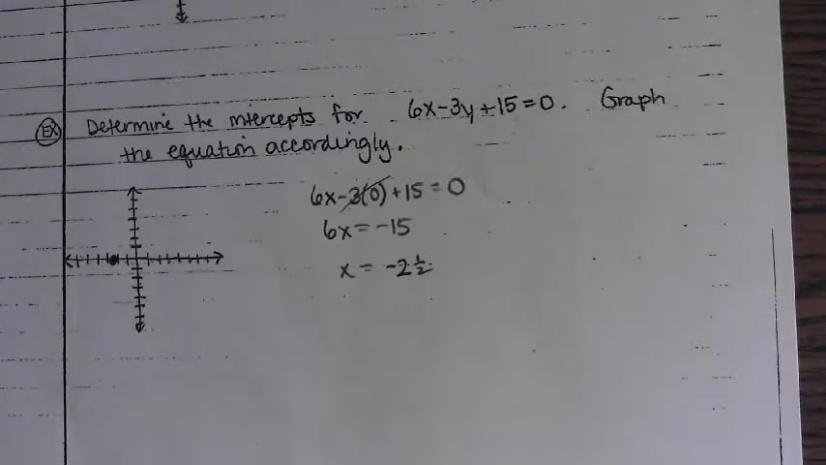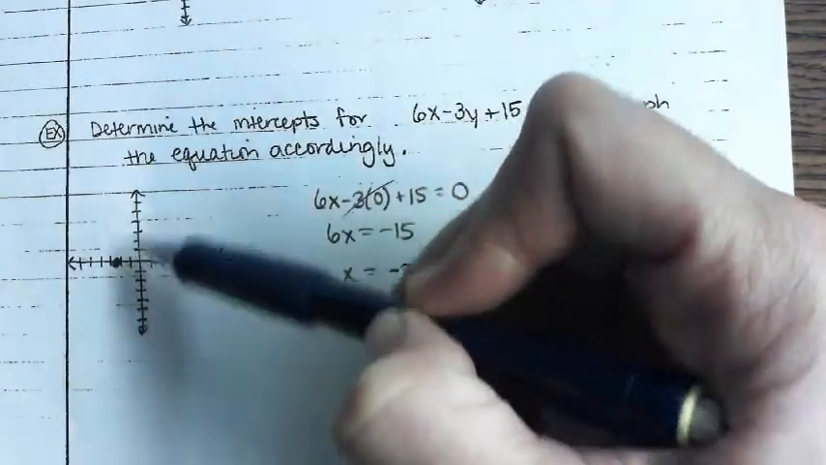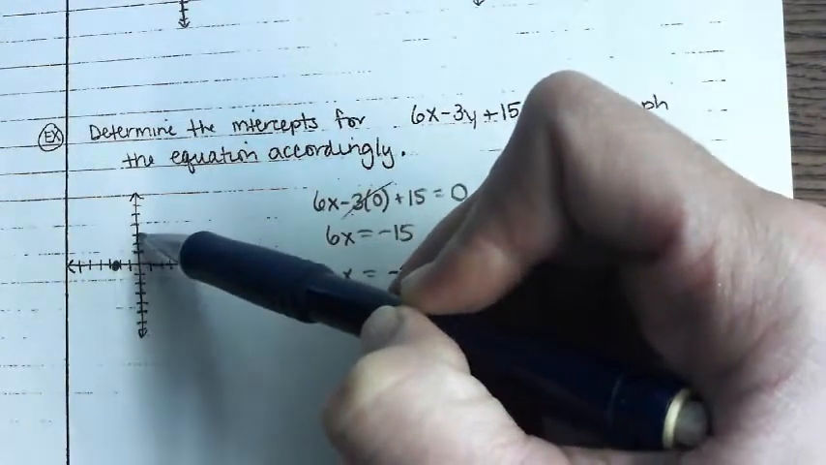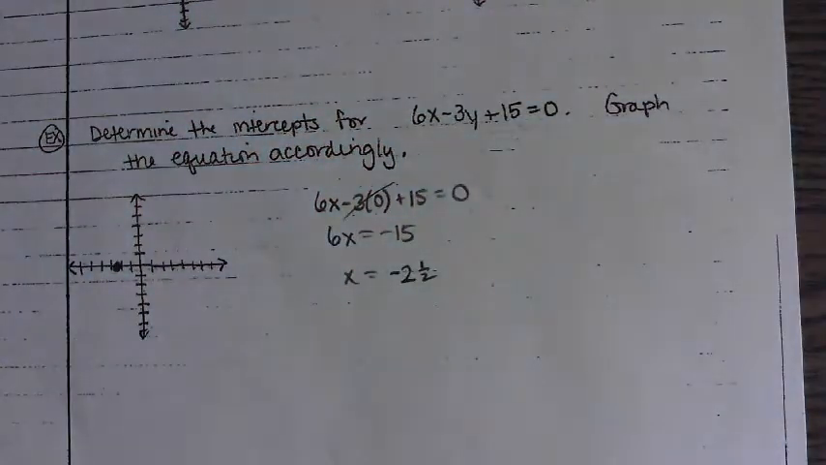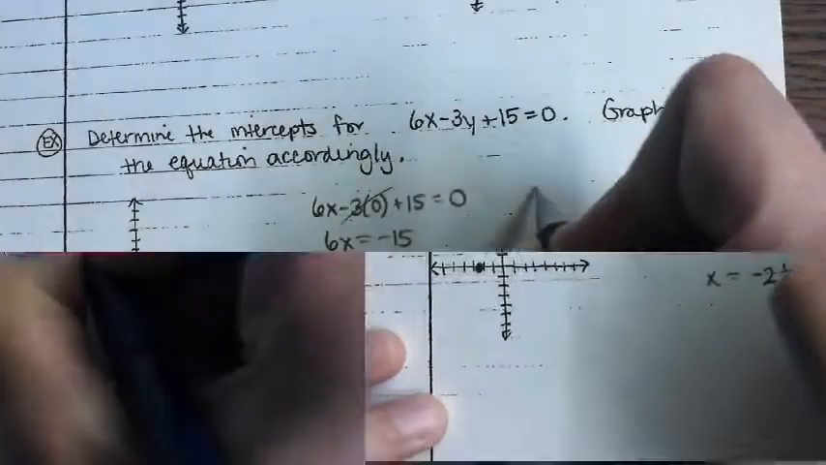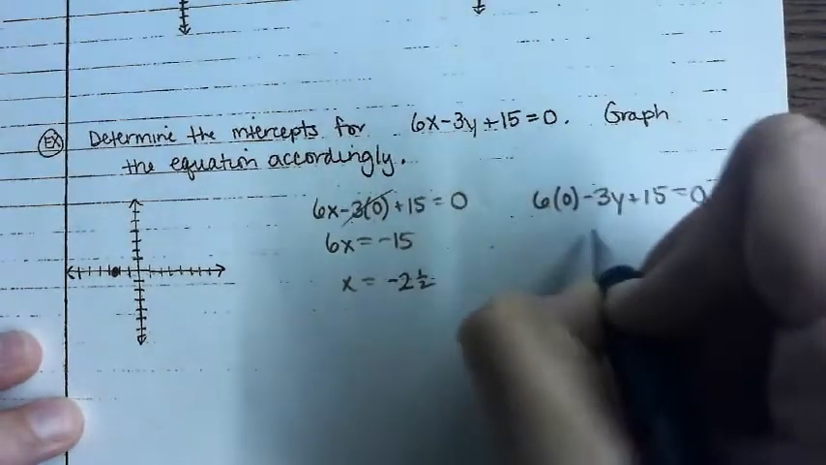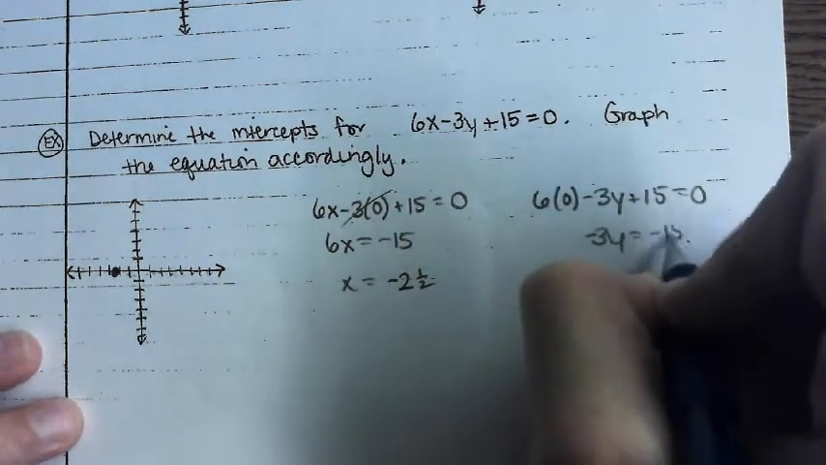The y-intercept, think about anything on the y-axis, has an x-coordinate of 0, whether it's (0, 1), (0, 2), (0, 3). All y-axis points have an x-coordinate of 0. So 6 times 0. And then solve. Negative 3y will equal negative 15, and y will equal 5.